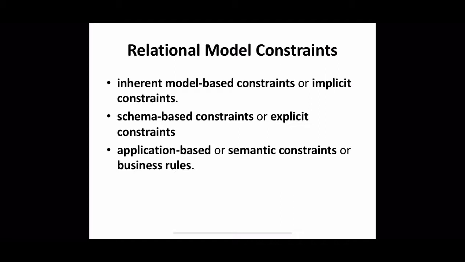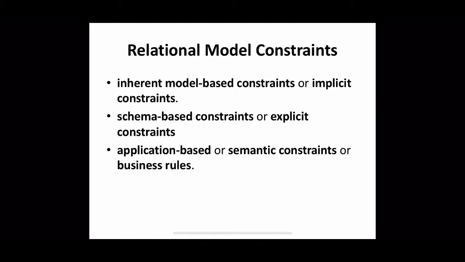In general, the constraints on a database can be divided into three different categories. Inherent model-based constraints or implicit constraints is the first one. Then schema-based constraints or explicit constraints. And the third one is application-based or semantic constraints or business rules. The constraints which are inherent in the data model are called inherent model-based constraints or implicit constraints. For example, the constraint that a relation cannot have duplicate tuples can be called an inherent constraint. So we are not bothered about such constraints here.